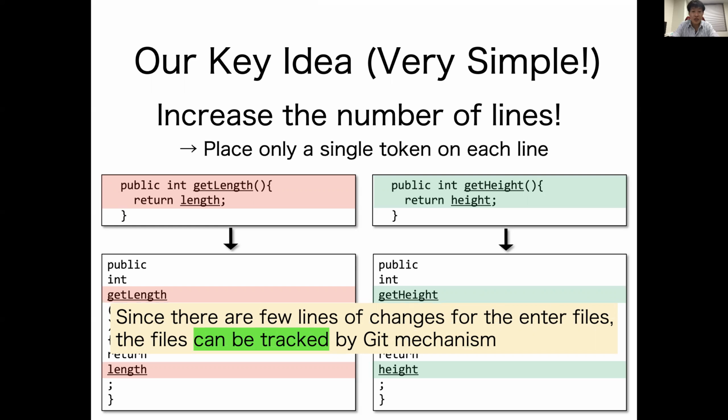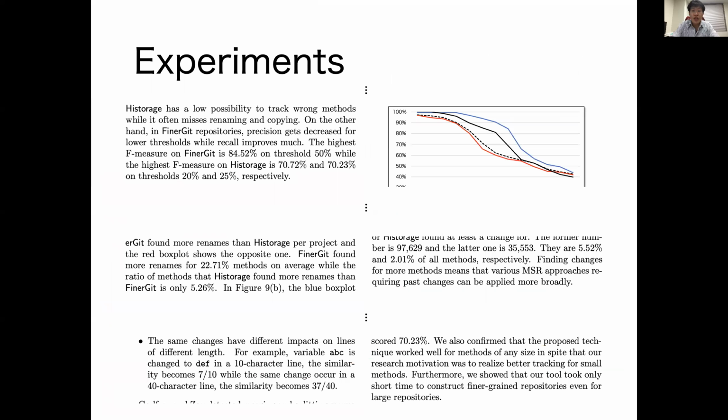It's open access. We have evaluated FinerGit, which is our technique, from many aspects. Here are some paragraphs from this paper. We confirmed that FinerGit's F-measure was better than Historage's, and Git was able to detect more renames with FinerGit than Historage. And FinerGit worked well for methods of any size, in spite of the fact that our research motivation was to realize better tracking for small methods.